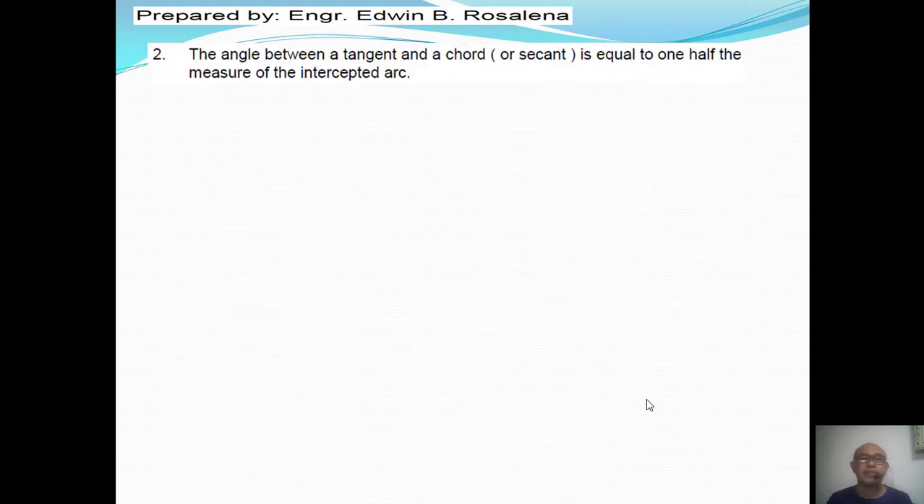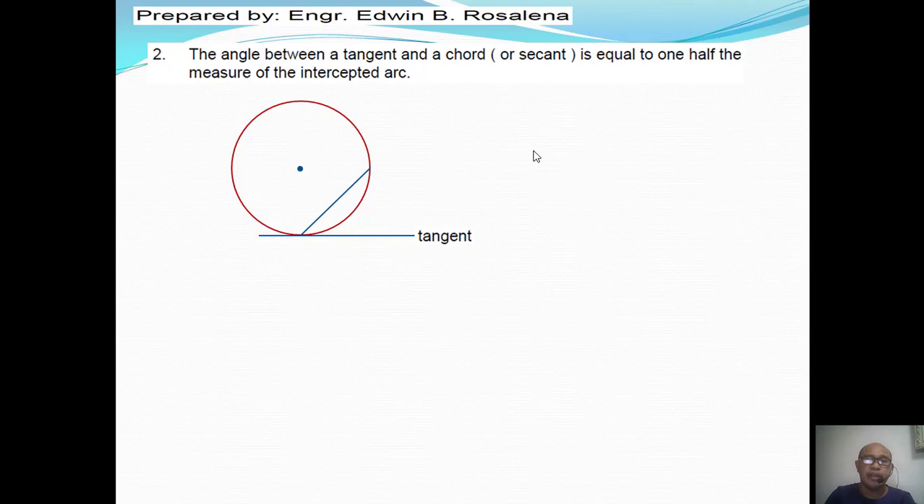Okay, so we have now property number 2. The angle between a tangent and a chord or secant is equal to 1/2 the measure of the intercepted arc. So if we have a circle and then we draw a tangent, then we also draw a chord. We know a secant is a line drawn which intersects the circle at 2 points. If you extend a chord on both sides, then it becomes a secant. So this is why this is chord or secant.